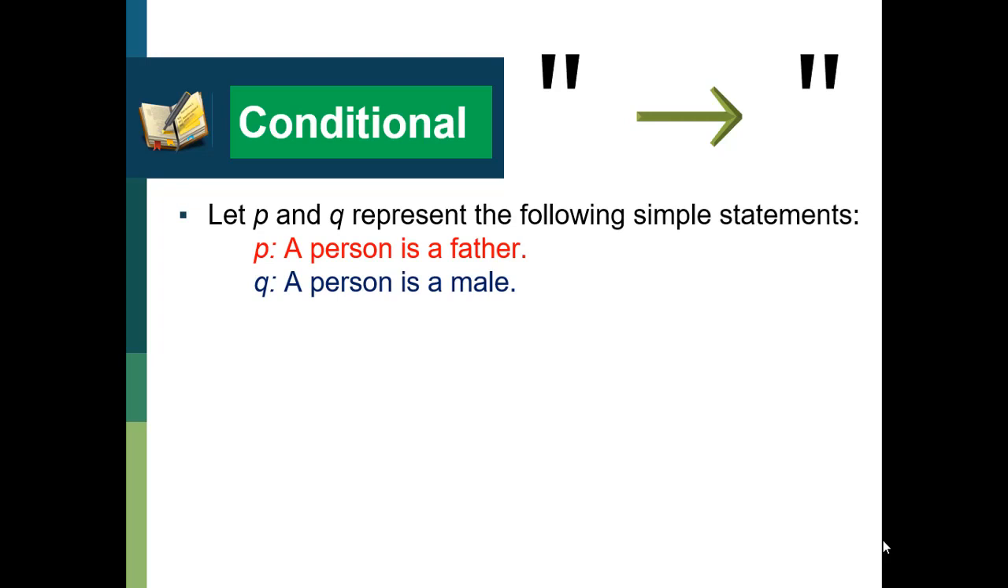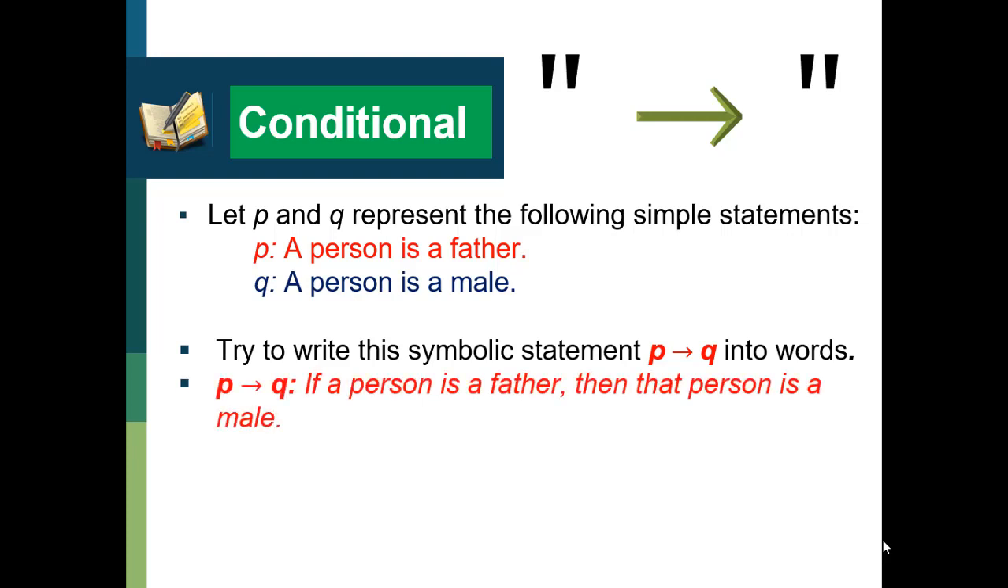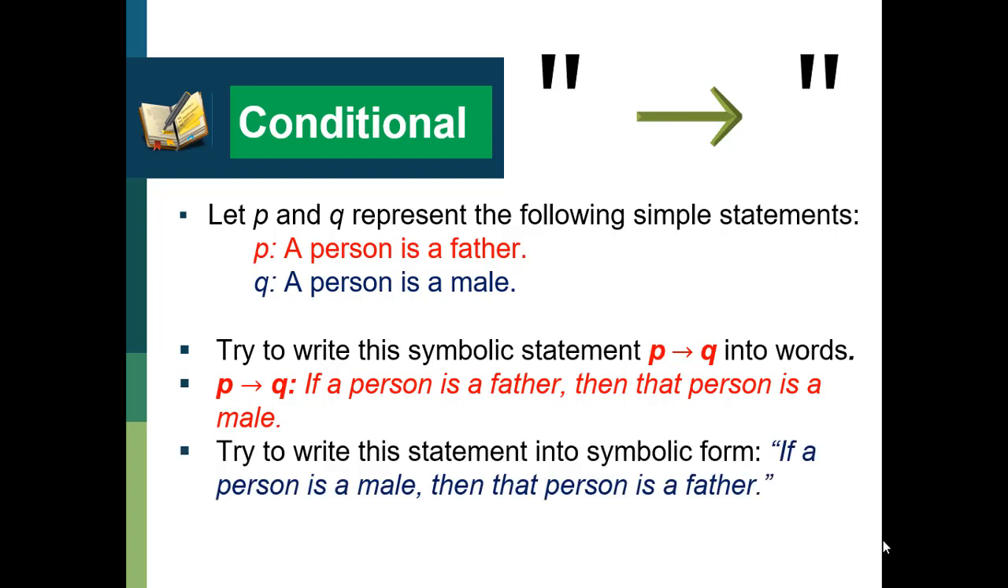Let P and Q represent the following simple statements. P, a person is a father. Q, a person is a male. Try to write the symbolic statement P, arrow Q into words, or if P, then Q. It's very easy. If a person is a father, then that person is a male. Now let's try the other one. Try to write this statement into symbolic form. If a person is a male, then that person is a father. It's just a reverse of the given statement, right? So in symbol, you just have to write first the letter Q, then an arrow, and then the letter P that represents the first statement.